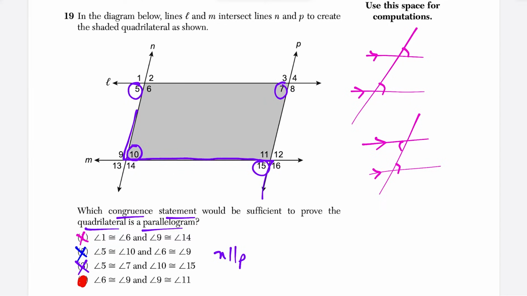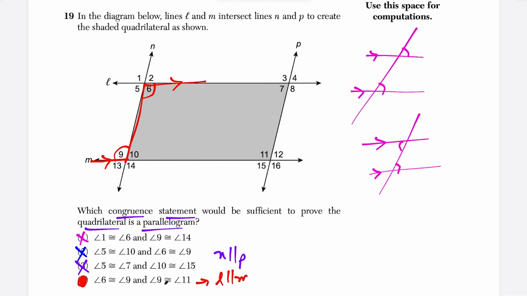So if we look over here, and we'll just clear out this space, the first thing we're told is that angle 6 is congruent to angle 9. Well, if angle 6 is congruent to angle 9, notice that these are alternate interior angles. So the lines involved in forming them are going to be parallel to each other. That's these lines over here. So we could say line L is parallel to line M. And that's the result of that first statement.